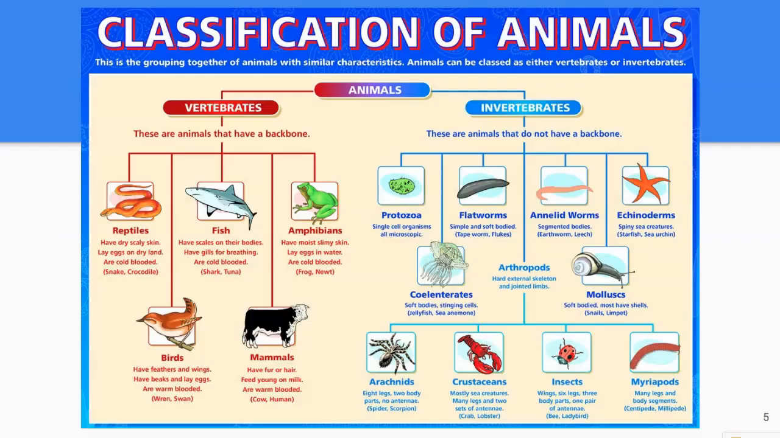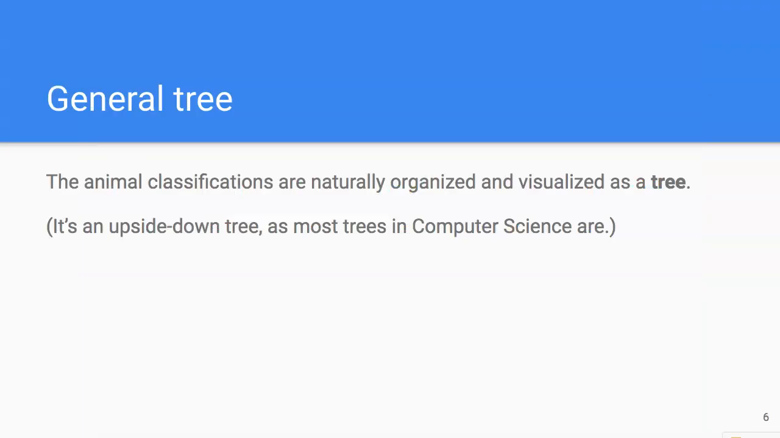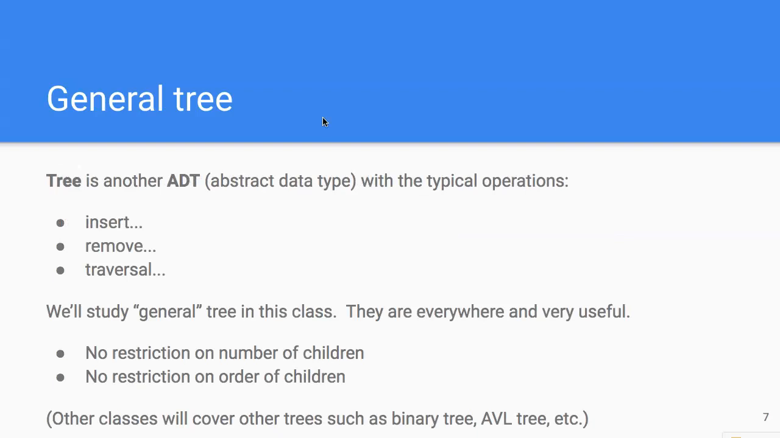Now, this is an upside down tree. It's smaller at the top and it fans out, getting bigger as we move from top to bottom, right? And most trees in computer science that we will study are like that, upside down trees. So tree is another abstract data type that acts as a container that can store other types of data. The typical operations that are defined for tree include insertion of data, removal of data, and traversal, which is visiting all the data in a tree, etc.